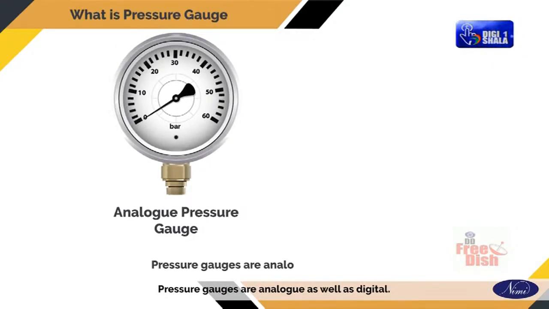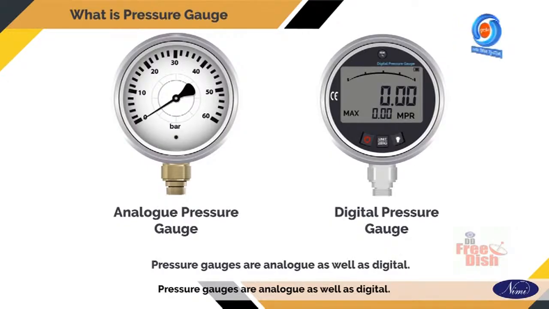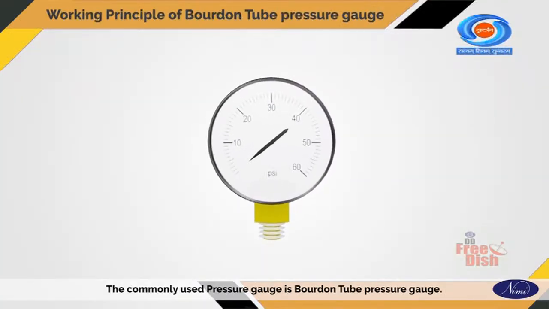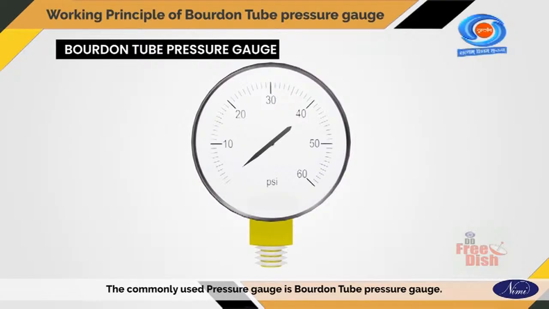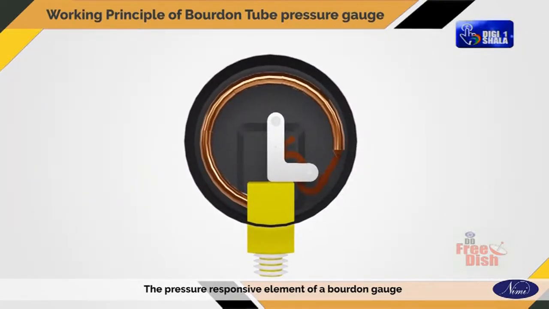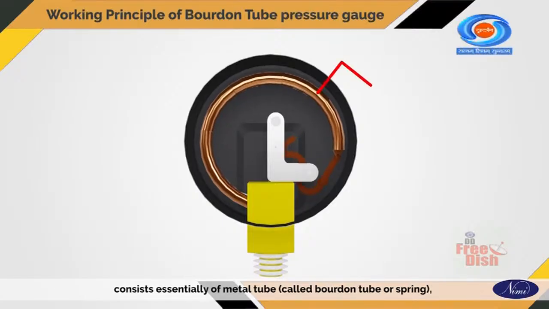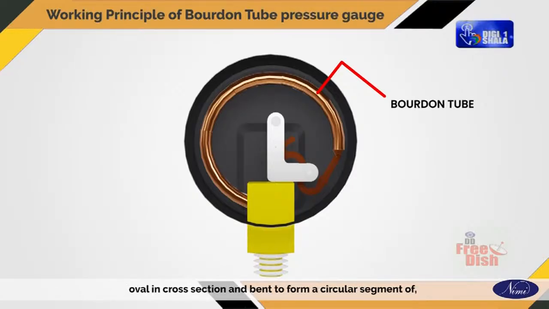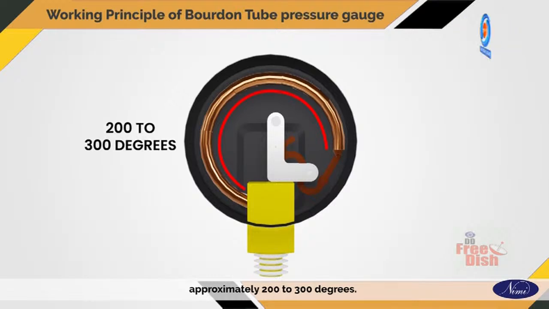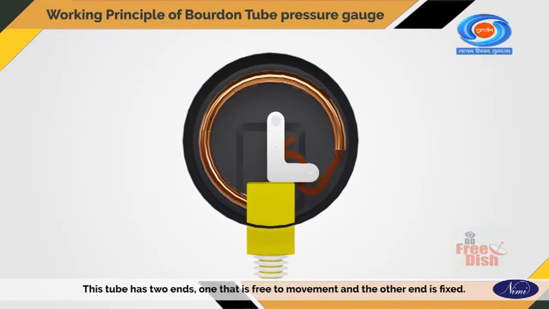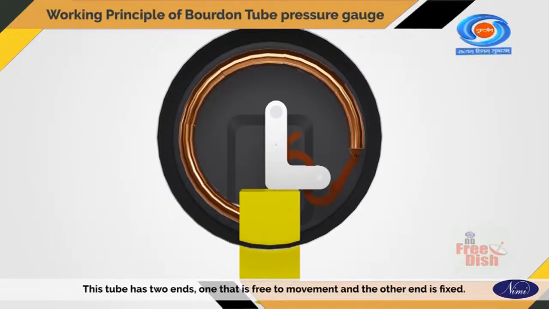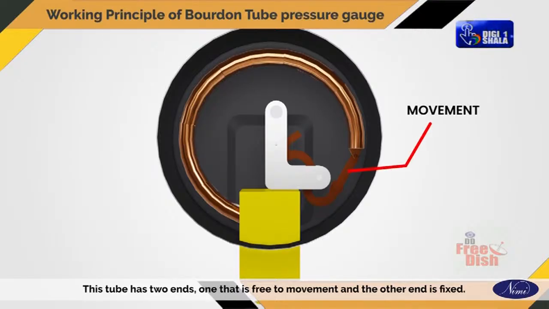Pressure gauges are analog as well as digital. The commonly used pressure gauge is Bourdon tube pressure gauge. The pressure-responsive element of a Bourdon gauge consists essentially of metal tube called Bourdon tube or spring, oval in cross-section and bent to form a circular segment of approximately 200 to 300 degrees. This tube has two ends, one that is free to movement and the other end is fixed.